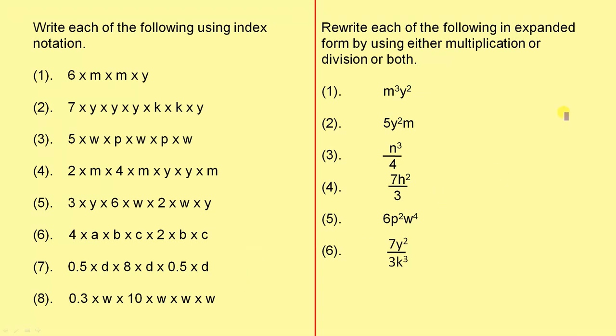And the last column here, rewrite each of the following in expanded form by using either multiplication or division or both. So this is just going the other way. So here we've got examples of index notation, and we're just going to rewrite each of those terms without index notation, just to show that we can go in the other direction.